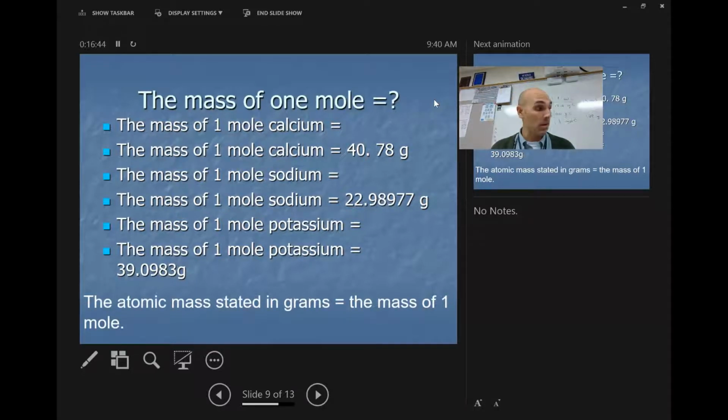It's always found on the periodic table. And please understand that regardless of if I were to ask you how many atoms are in 1 mole of calcium, how many atoms are in 1 mole of sodium, how many atoms are in 1 mole of potassium, your answer would always be 6.02 times 10 to the 23rd.